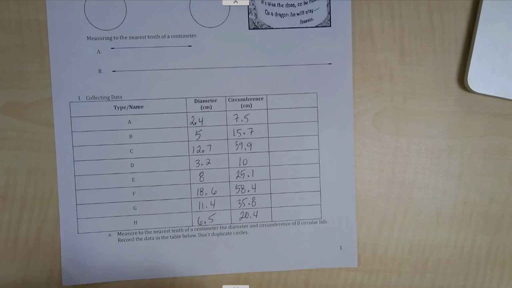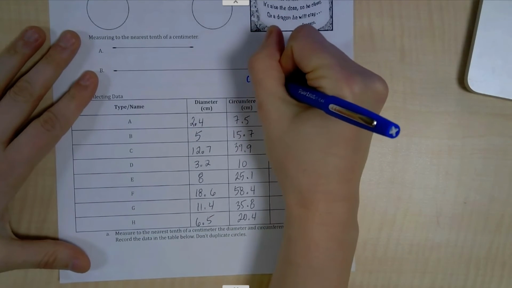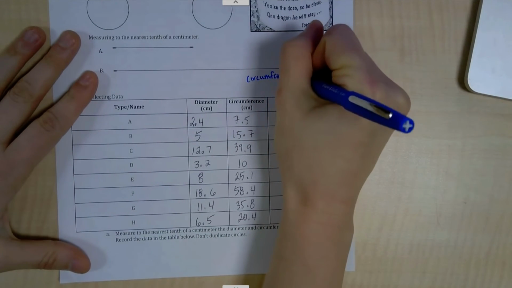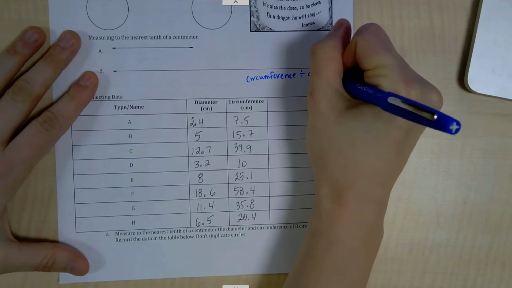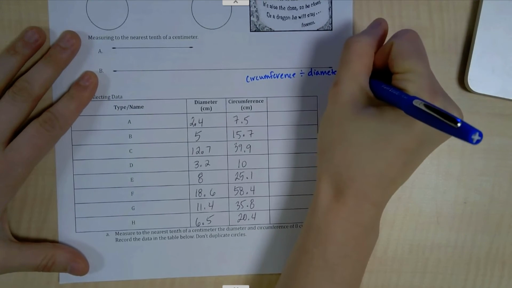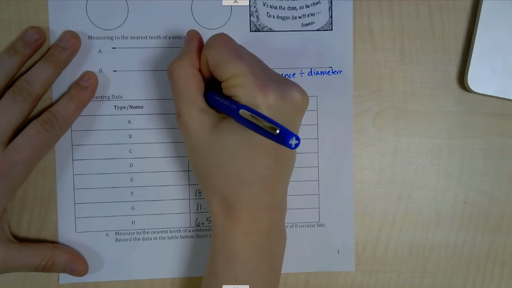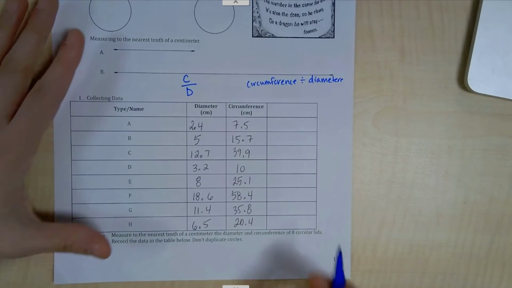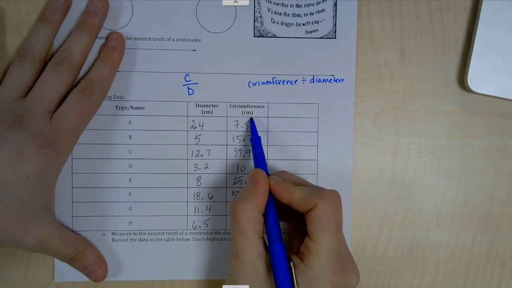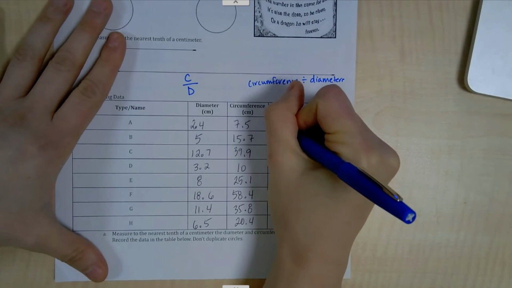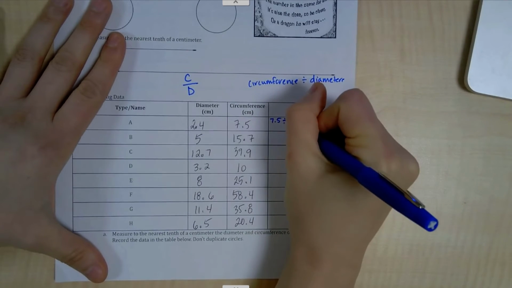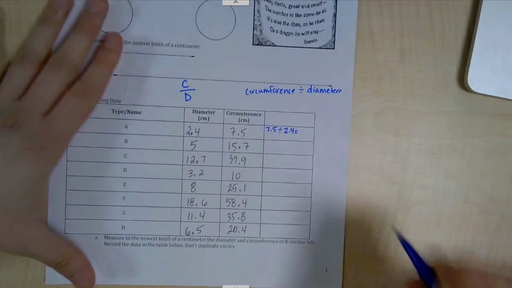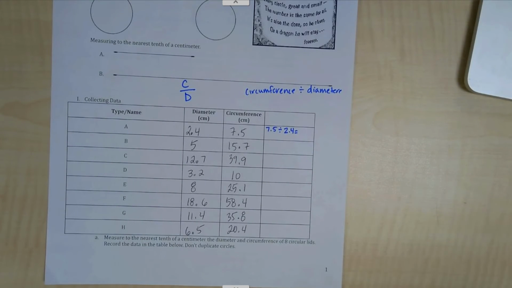So in the fourth column, I'm calculating circumference divided by diameter. So that's circumference over diameter. So if that's this column divided by this column, my first one would be 7.5 divided by 2.4. And so you can use a calculator, that's fine.